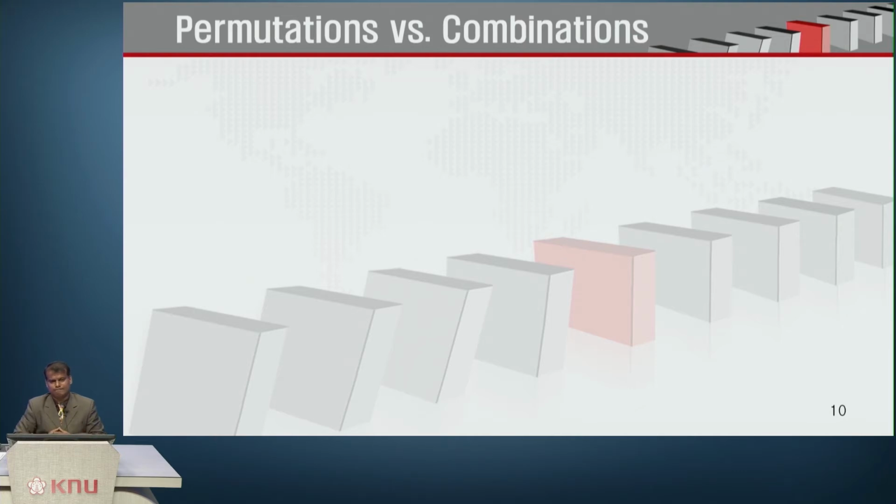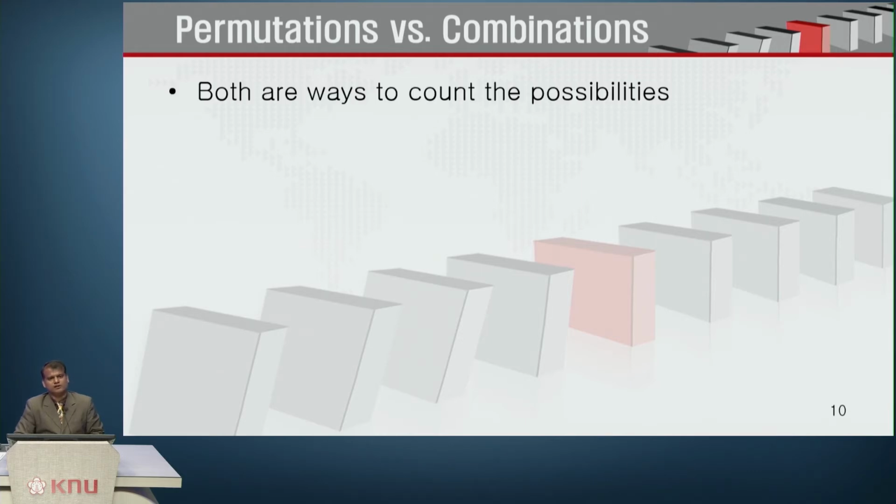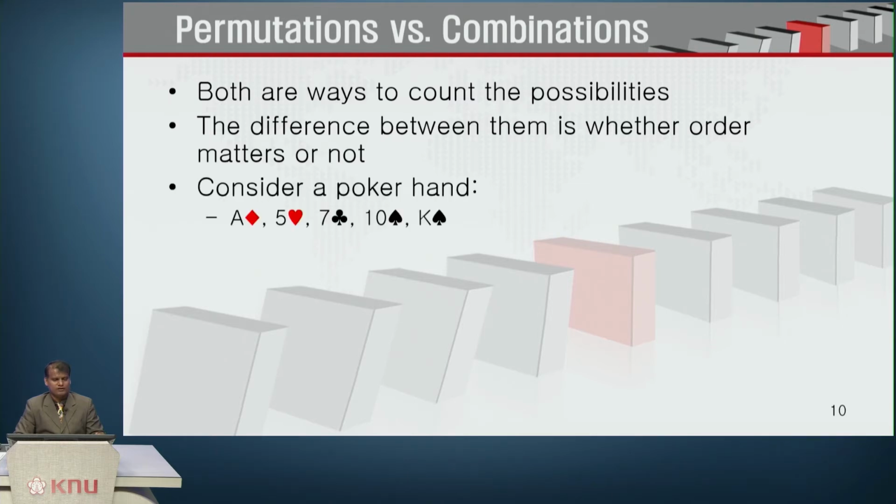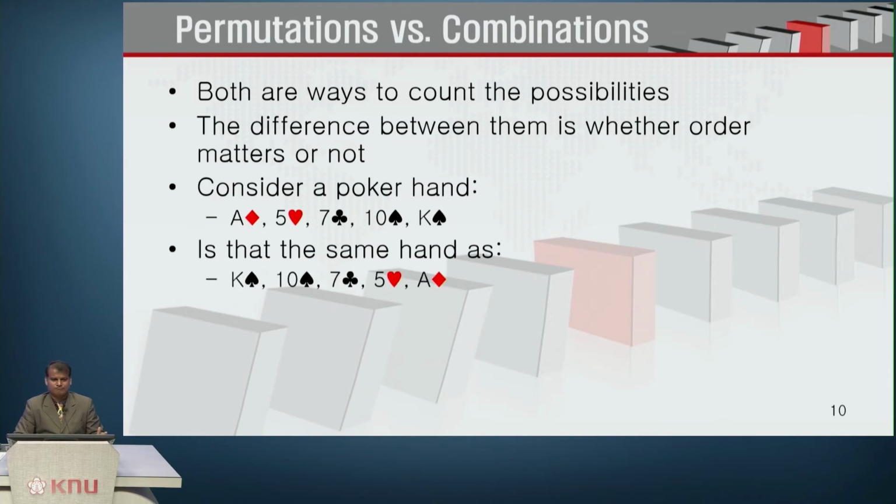Well, now we come to permutation and combination. As we just discussed the pigeonhole principle, permutation and combination both are ways to count the possibilities. The difference is whether we order them or not. For example, let's consider permutation initially. Say you have the ace of diamonds, 5 of hearts, 3 of clubs, 10 of spades, and king of spades. Is that the same hand as king of spades, 10 of spades, 5 of clubs, 5 of hearts, and ace of diamonds? Well, the order has changed, but they are the same set of things.